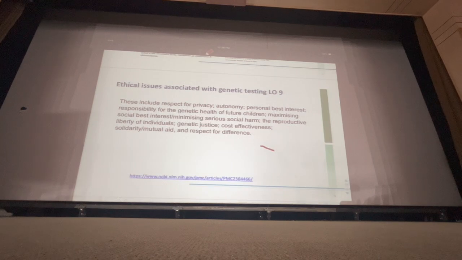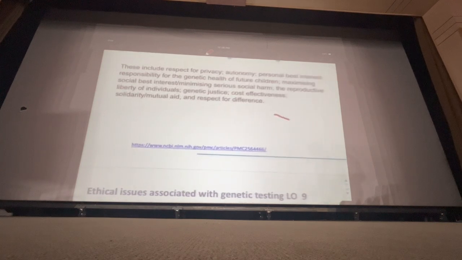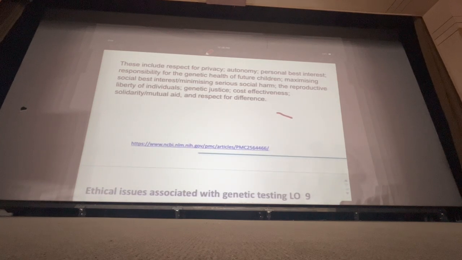So there are ethical issues concerning that. And this is variable. Some countries take these into account. This is a nice reading if you follow that.